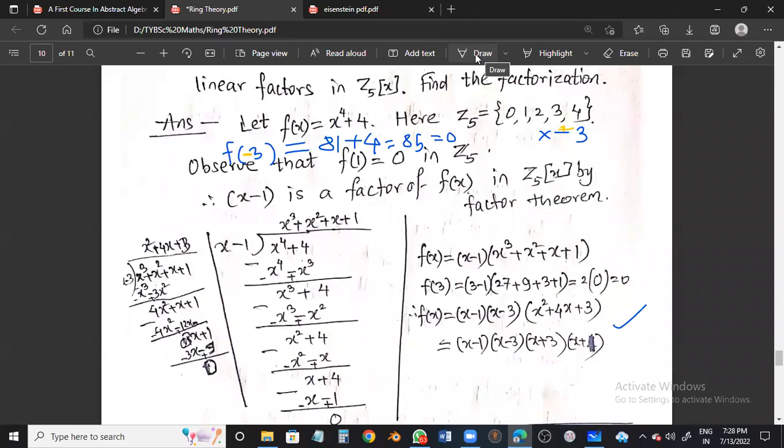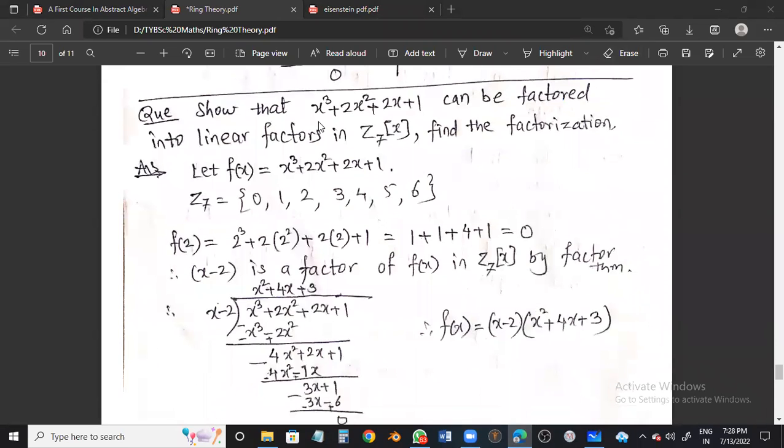All right. Now let us continue with our next example. The next example is: show that x cube plus 2x square plus 2x plus 1 can be factored into linear factors in Z7 of x and find the factorization. So basically I must know what Z7 is, what the members of Z7 are. So they are 0 to 6. Now you can pick up any of these and just continue with f. If you are getting 0 at all, that means x minus that number is a factor.